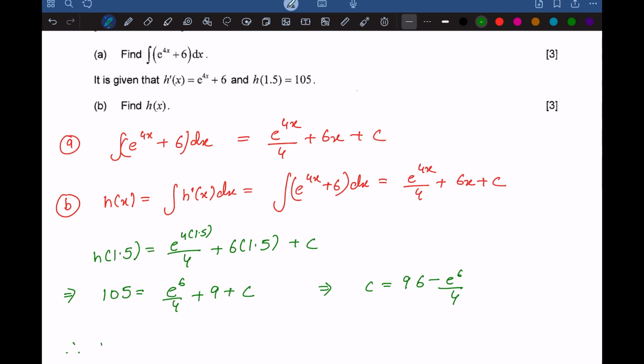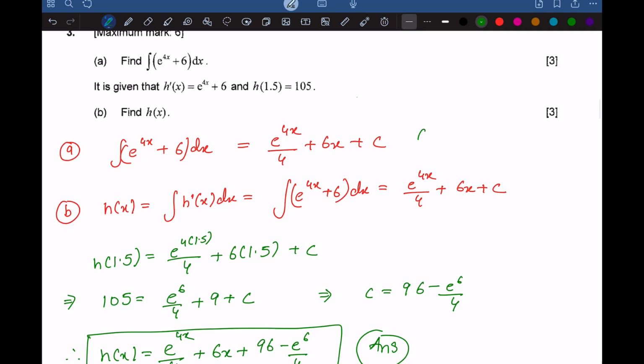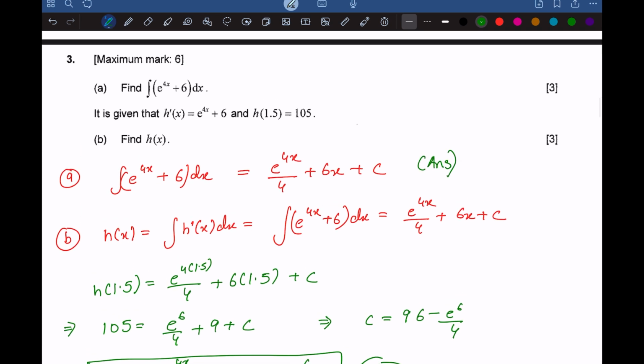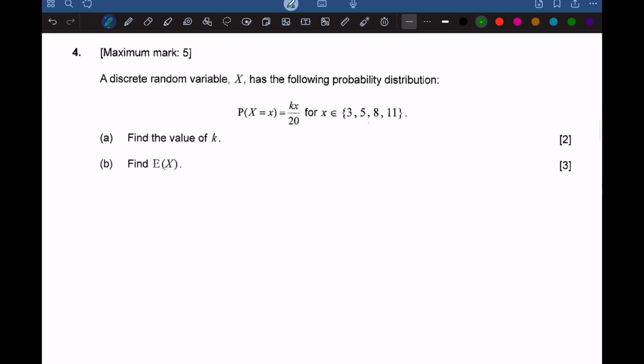So h(x) is e to the power of 4x by 4 plus 6x plus c, which is 96 minus e to the power 6 by 4. That's the entire expression and the exact value of h(x), which is the answer to part B, and this is the answer to part A. Now that's all about question 3. Now moving on to question 4.